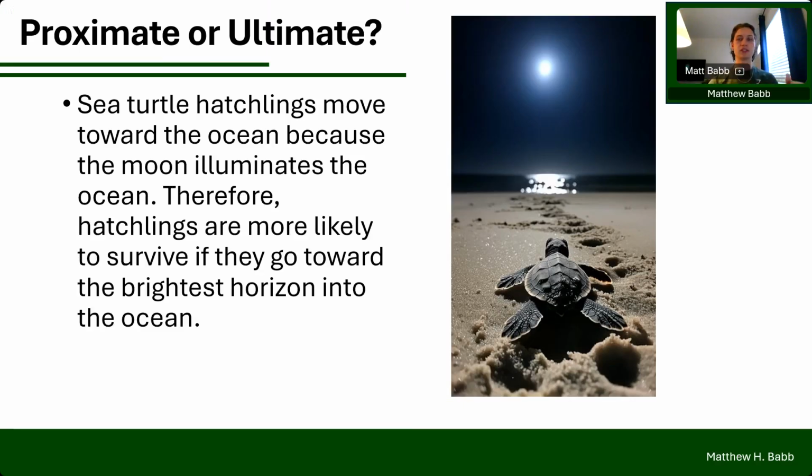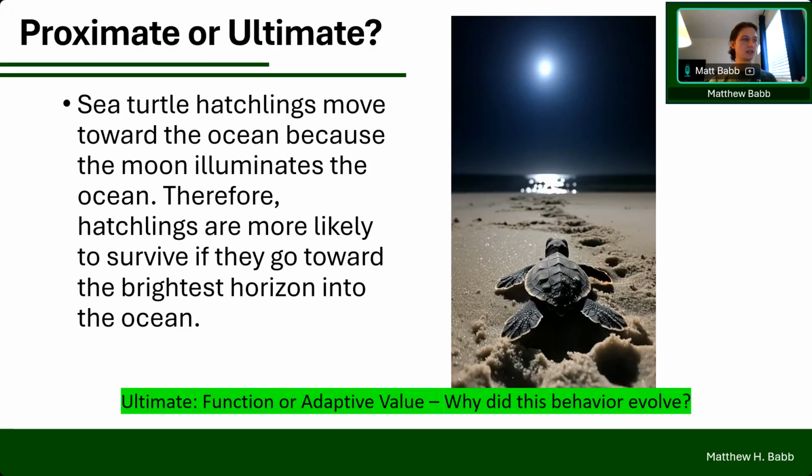Notice that the beginning of this is the same. Therefore, hatchlings are more likely to survive if they go toward the brightest horizon into the ocean. Notice how that slight change changes this from a proximate to an ultimate question. This is a function or adaptive value question, right?